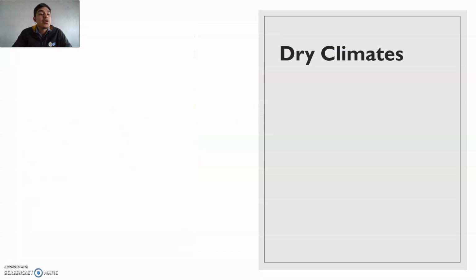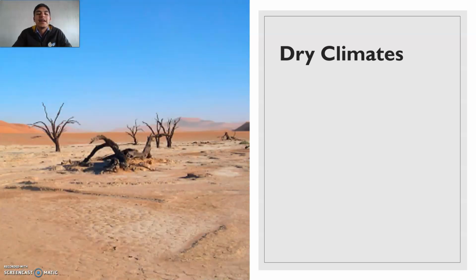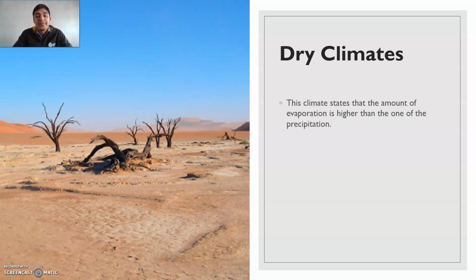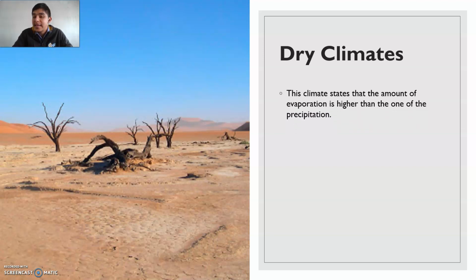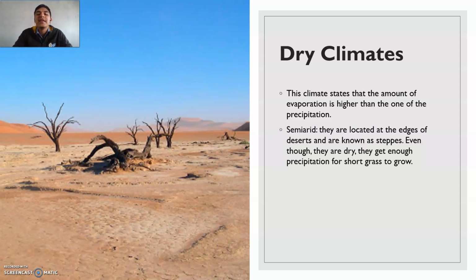So, we're going to start talking about several climate regions, and we're going to start by having a dry climate. And of course, it is represented by this picture right here. And just like the name suggests, it is a space where there is almost no water at all. This climate states that the amount of evaporation is higher than the one of precipitation. There is not much evaporation because there isn't much water in the first place.